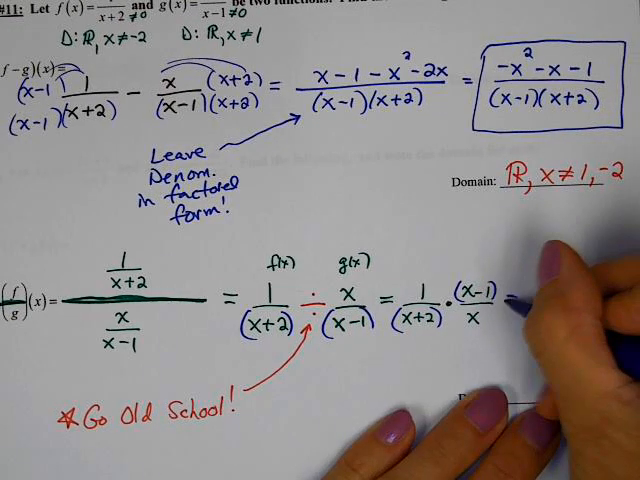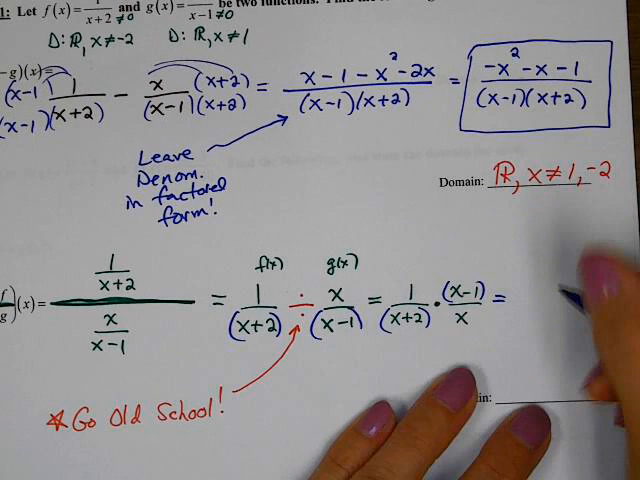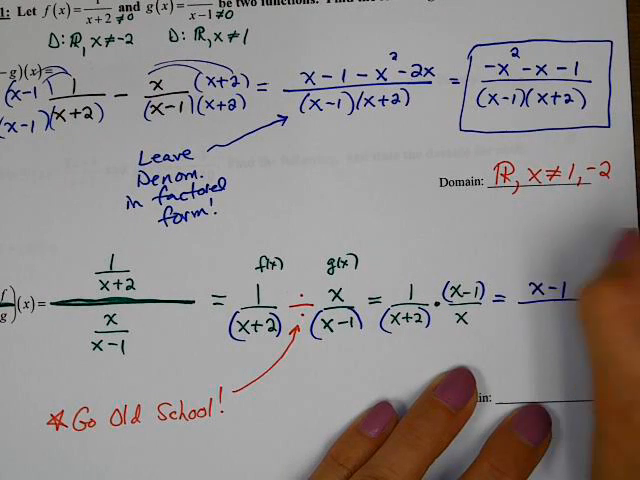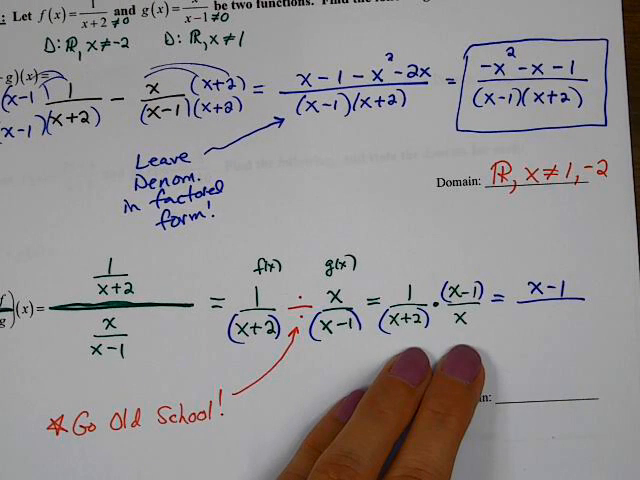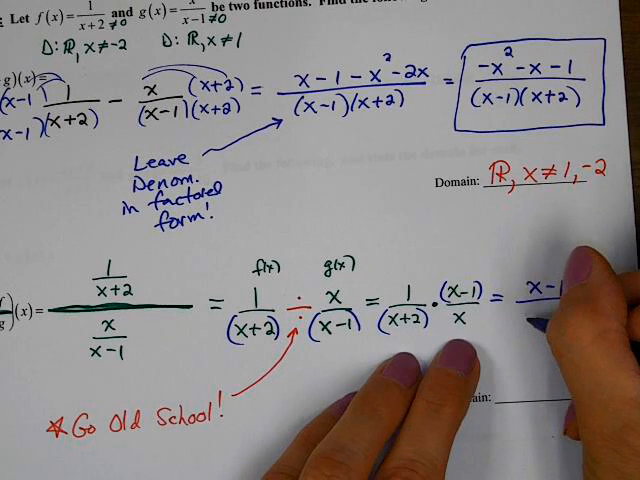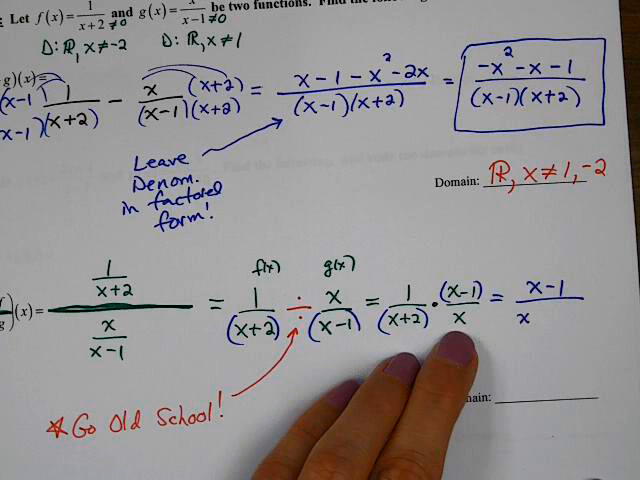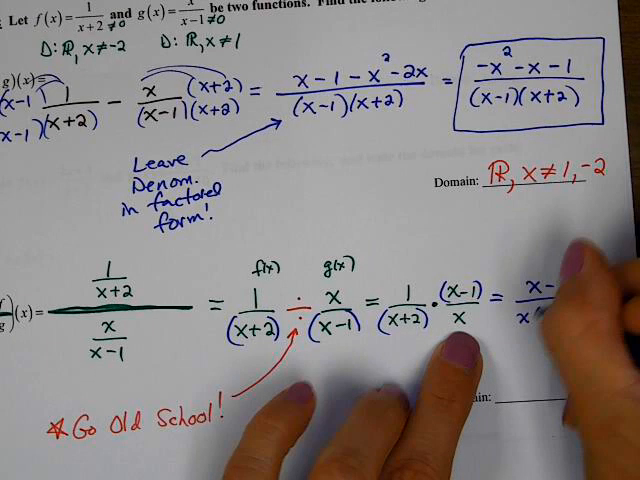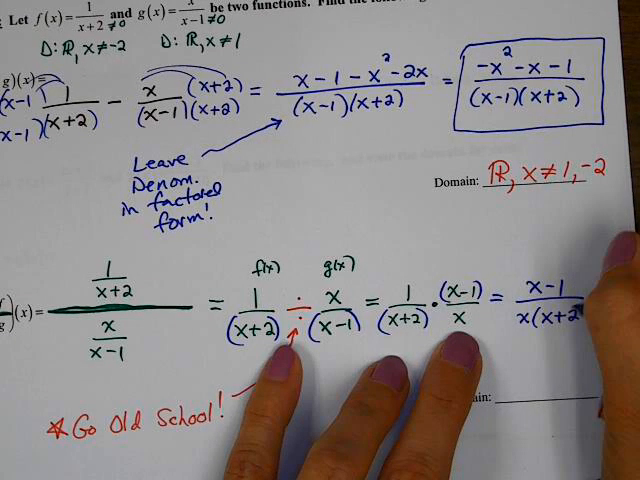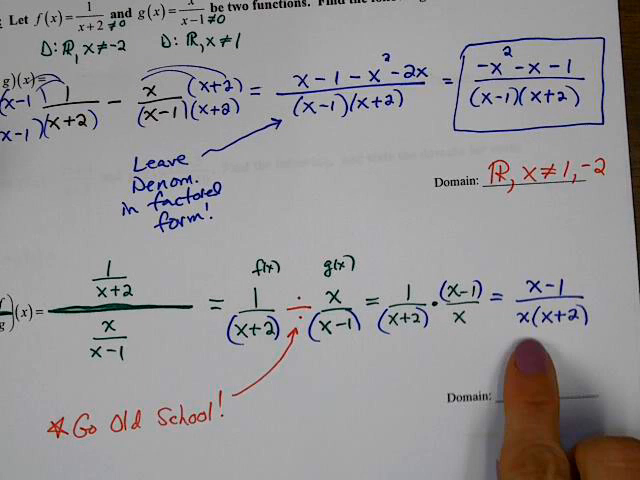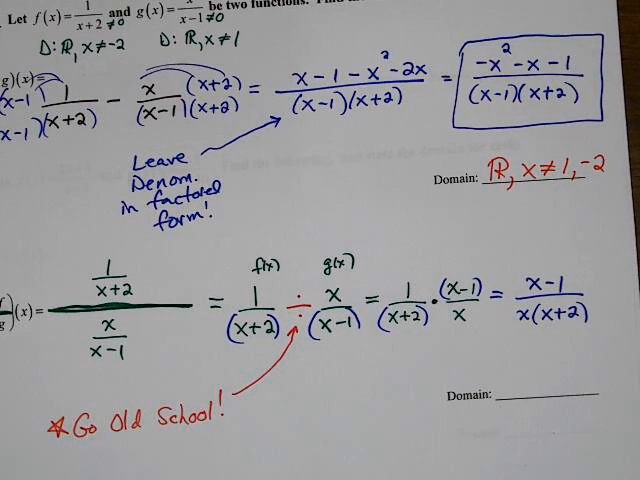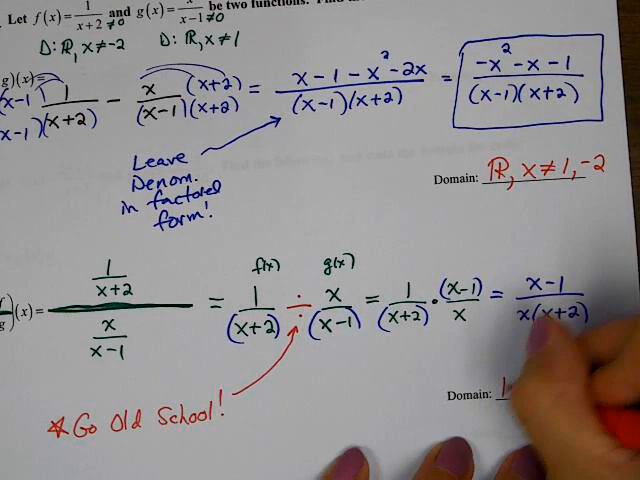And how do you multiply fractions? You just multiply across the top, and then you multiply across the bottom. Remember how I said I'm going to leave this in factored form? I'm going to put the x first so we don't lose it, and then x plus 2. I leave it in factored form so it makes the domain easier. So the domain is all reals.